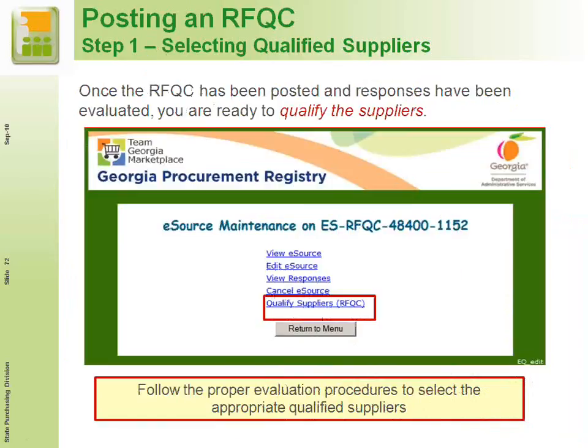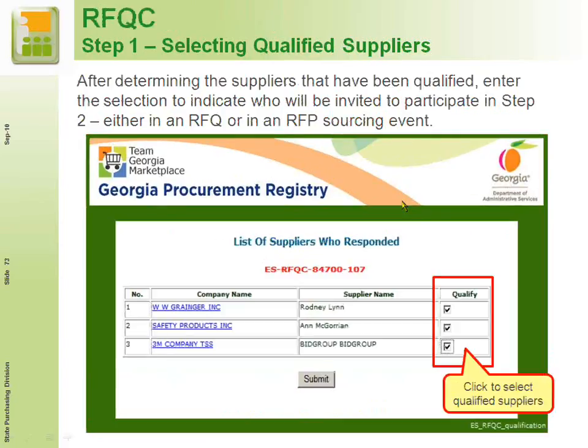Once the RFQC has been posted and you've received your responses and they've been evaluated following the procedures that you've learned in the evaluation class, you are ready to qualify your suppliers. You log back into the system, and under review and maintenance, you would then select Qualify Suppliers RFQC. And because you did your evaluation offline, you would select, by checking the box, the qualified suppliers, and they will move on and be eligible for step two. After you've selected them, you select submit.